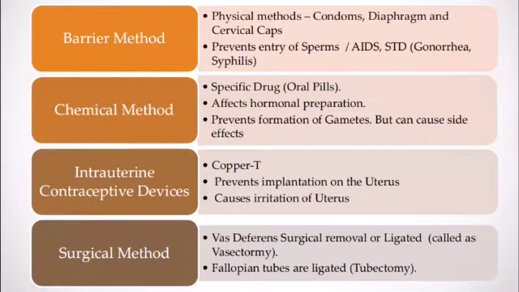Next is the surgical method. Surgical methods are safe in the long run, but they may cause infection and other problems if not done properly. These methods include surgical removal of a portion of the vas deferens, called vasectomy, and ligation of the fallopian tubes, called tubectomy. Vasectomy is a small surgical operation performed in males, and it involves removal of a small portion of the sperm duct, the vas deferens, which I have told you earlier. The two cut ends are then ligated, that is, tied with thread.